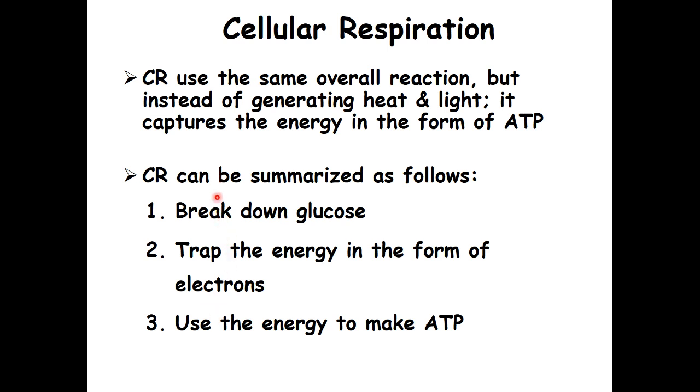So the overall equation we talked about already for cellular respiration. Now, from now on, cellular respiration is the same as CR because it's too long to type. Okay. So for CR to happen, you have to break down glucose. You're going to trap the energy from the glucose in the form of electrons, and then you use this energy to make ATP. So the whole goal of cellular respiration is to take the electrons from food.